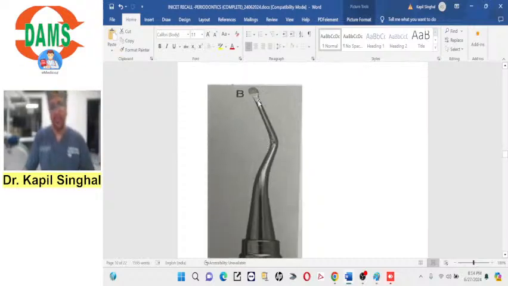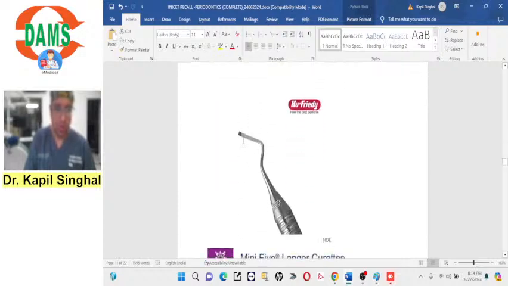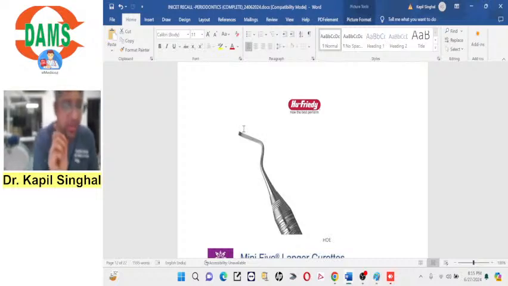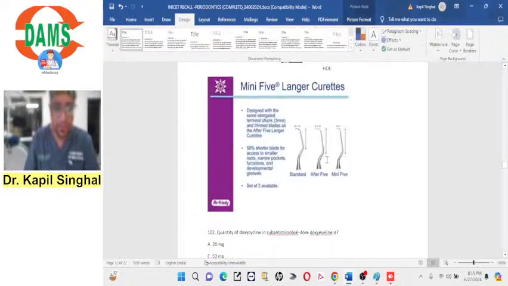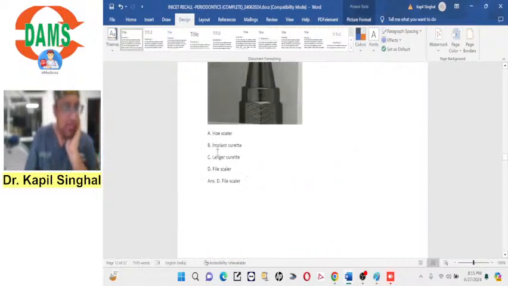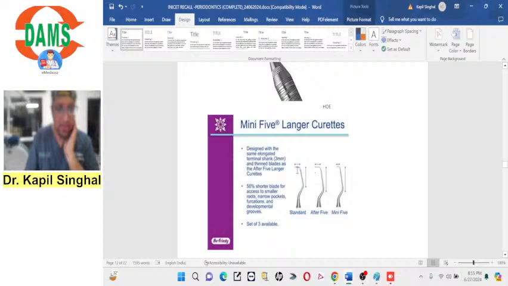Next is again an image based question. What is this? This is a file scaler. Remember this image? This is a file scaler. I'll show you how a hoe looks. A hoe looks like this. File scalers, hoes, chisels are always used to remove subgingival calculus. Okay. So this is a Mini Five Langer curette. So out of the options, the answer here would be the file scaler. Okay. So this is a hoe. This is a Mini Five Langer curette.